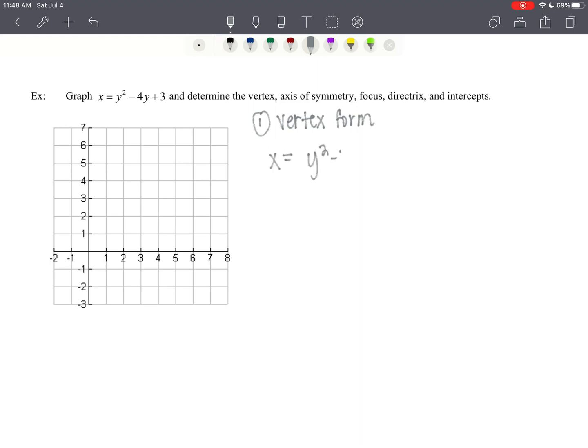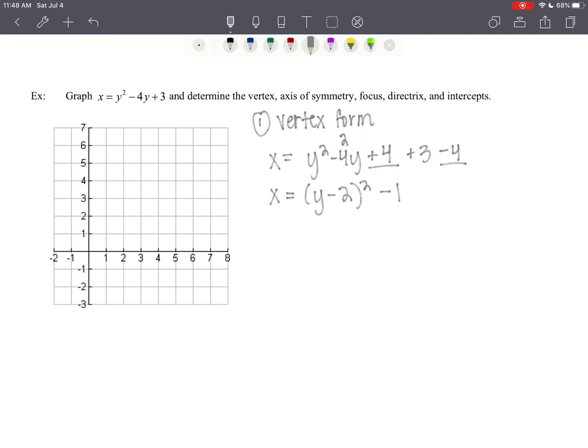x equals y squared minus 4y, and then I'm going to leave room to complete the square, and then I have plus 3 that I've kind of moved over to the side. Half of 4 is 2, 2 squared is 4. When I add 4, I need to make sure I subtract 4 from the same side so that I zero out anything I've done. You need to undo that add 4 when you're working with the same side of the equation. So x equals (y minus 2) squared minus 1. And there's our vertex form.